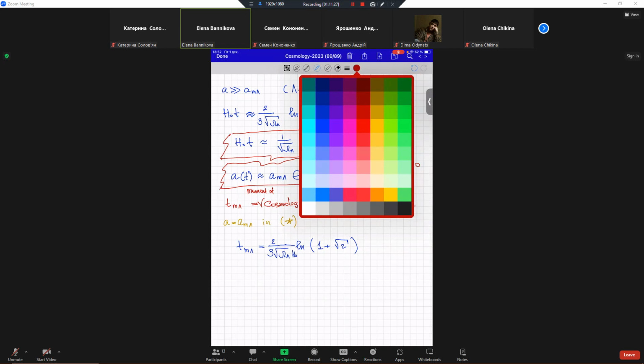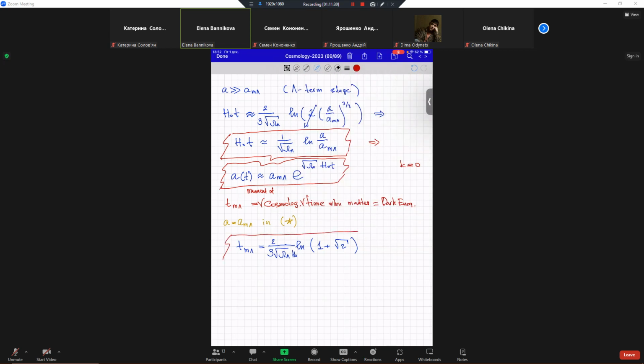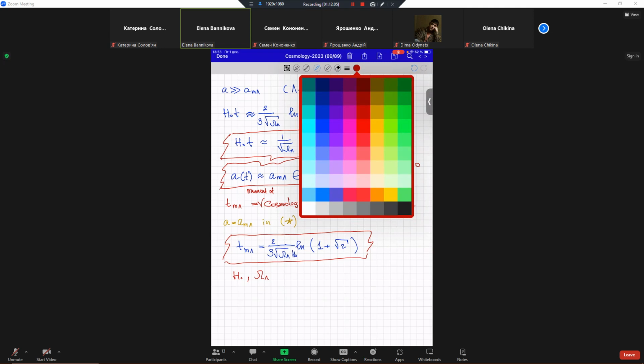So you can see that to find this moment of time, it's enough to know as a parameter H0, so Hubble constant, and omega lambda. And omega lambda we can find from investigation of CMB like this. So if you know these two values, you can understand when we had or we will have this moment of time, but it was in the past. We already understood it.